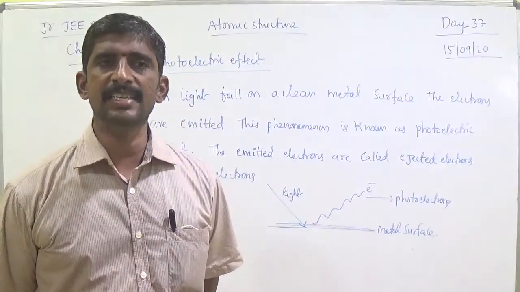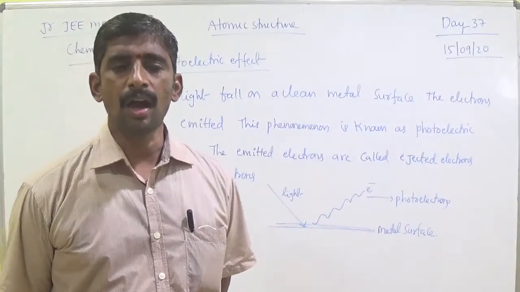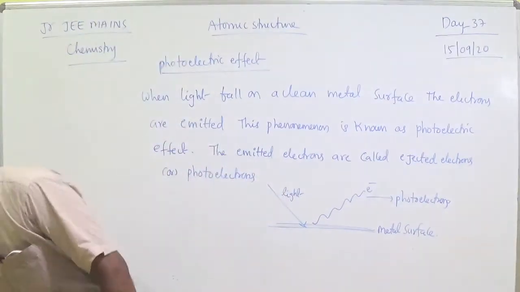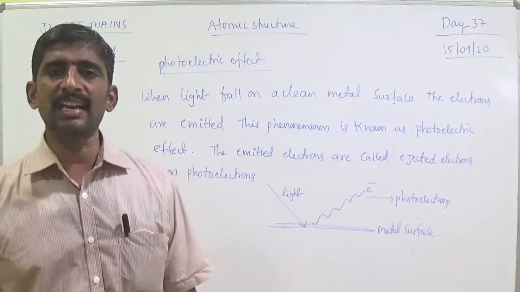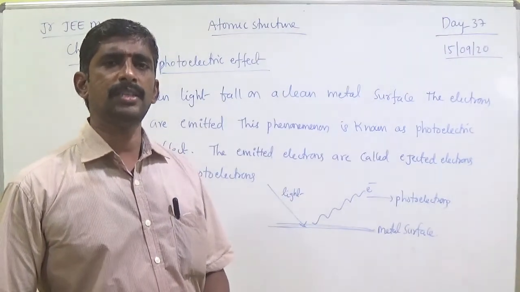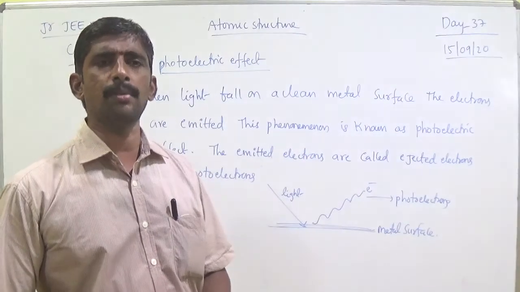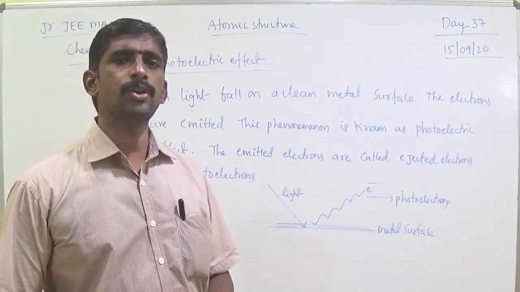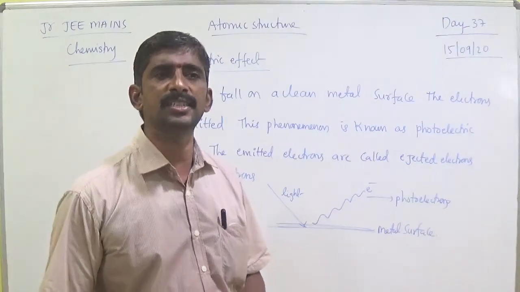Photoelectric effect is readily exhibited by alkali metals. You know alkali metals? First group elements: lithium, sodium, potassium, rubidium, cesium. Not all metals, mainly potassium, rubidium and cesium exhibit this type of effect.